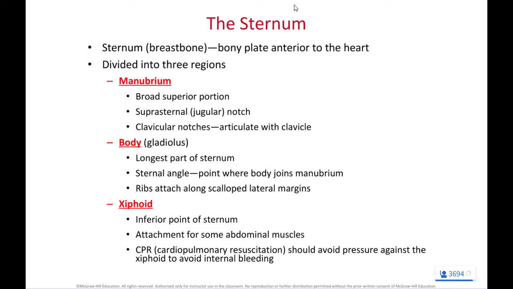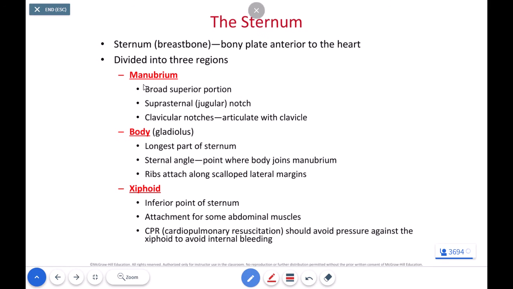The primary bone of our thoracic cage is the sternum. And the 3 parts of the sternum are the manubrium, the body, and the xiphoid, or sometimes referred to as the xiphoid process. Early anatomists thought that the sternum looked like a sword. So if you look at the root words, manubrium, gladiolus, and xiphoid, that stands for hilt, blade, and tip.